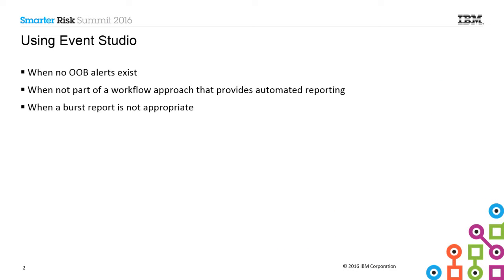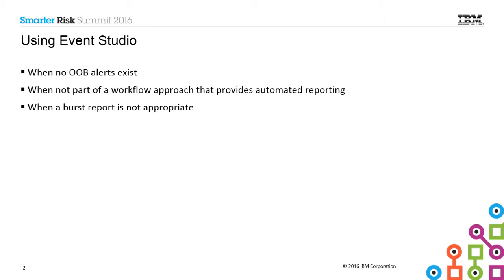IBM Event Studio, part of the IBM Cognos BI suite, which comes with IBM OpenPages, has a very powerful capability, allowing you to set up alerts based on data changes within IBM OpenPages. However, there are different ways of creating alerts for customers. So we would not be using this approach if there were out-of-the-box alerts already, for example, alerts to action owners when a new action is assigned to them.